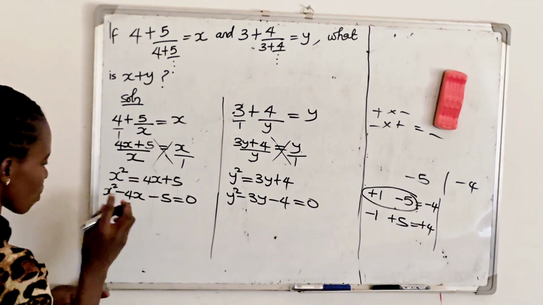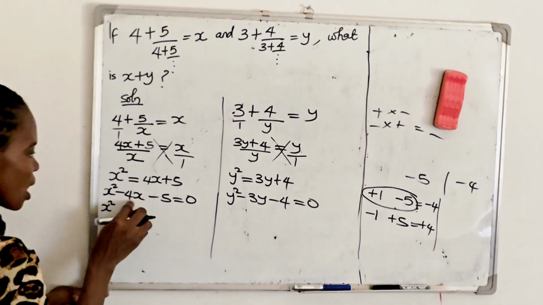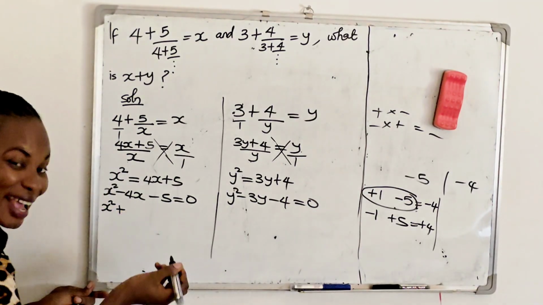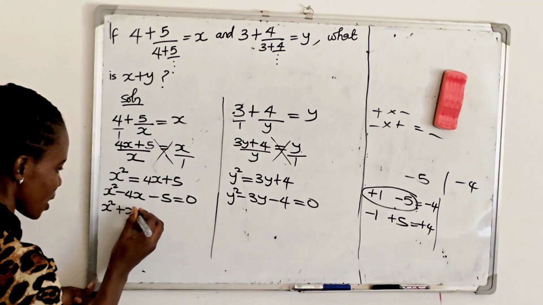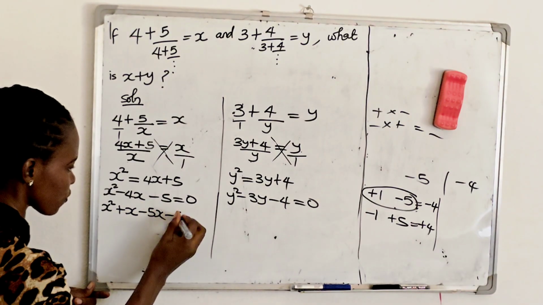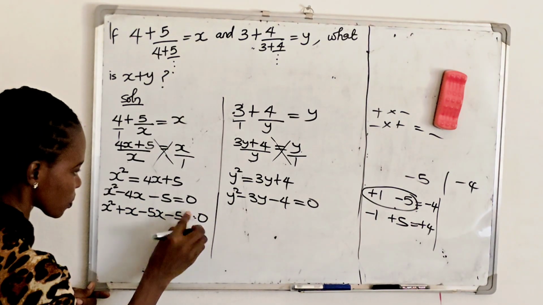Is that clear? So I will now come here, x squared. I will remove this and replace it with the factors. Plus 1x. 1x is the same thing as x. Minus 5x. Then this one minus 5 is equal to 0.